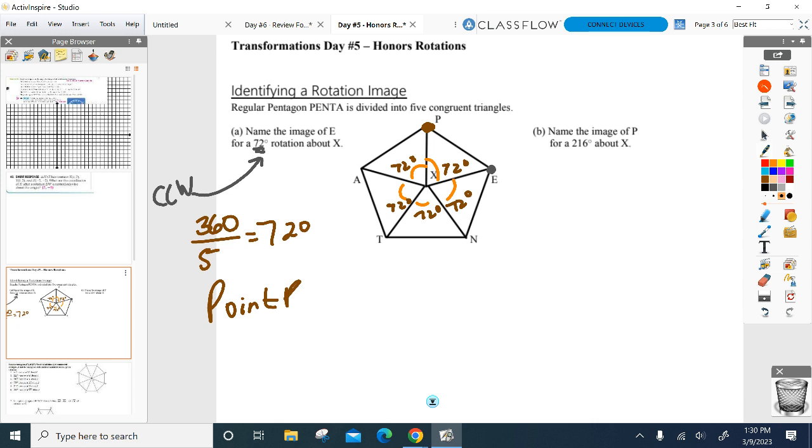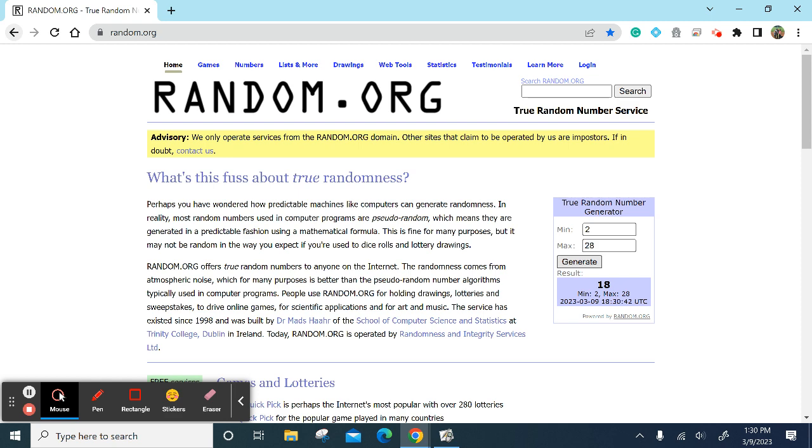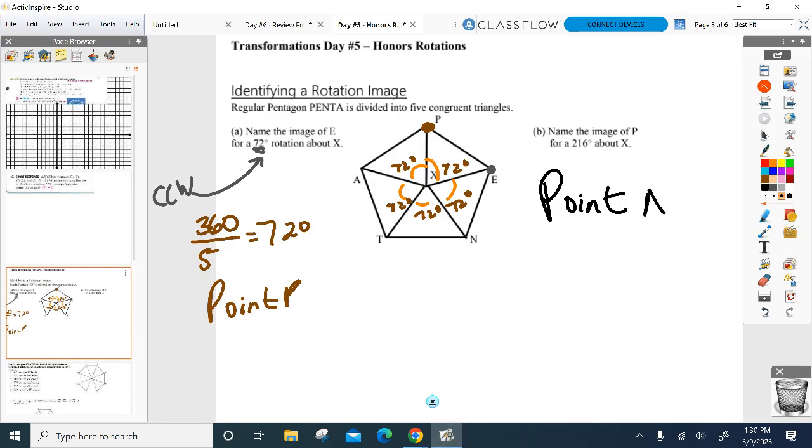144. What if I rotate for a third time? I've gone through 216 degrees. Yes, it's a multiple of 72. So I end up at point N. Yep, point N, if I rotate 3 times.